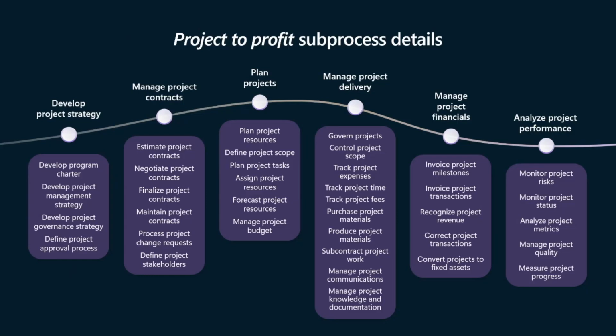For plan project, for sure you have to plan project resources, but you can also forecast project resources. For manage project delivery, you can control project scope and produce project materials. For manage project financial, we for sure invoice project milestones and recognize project revenue, for example. And for analyze project performance, we can monitor project risk and also measure project progress.